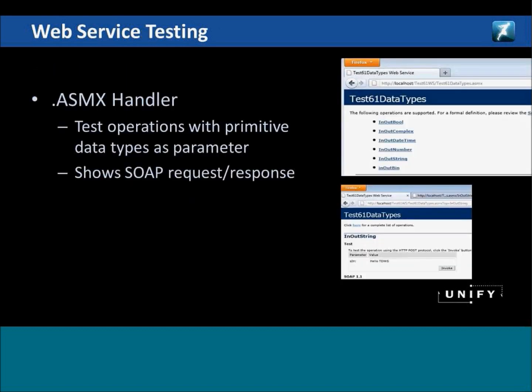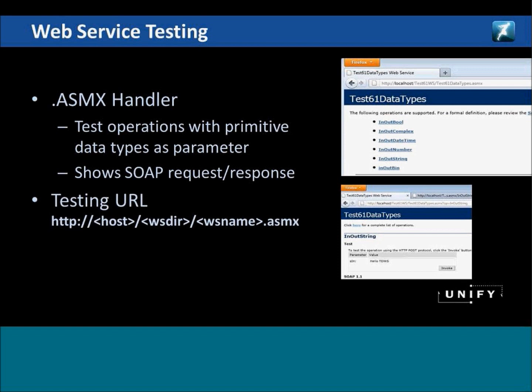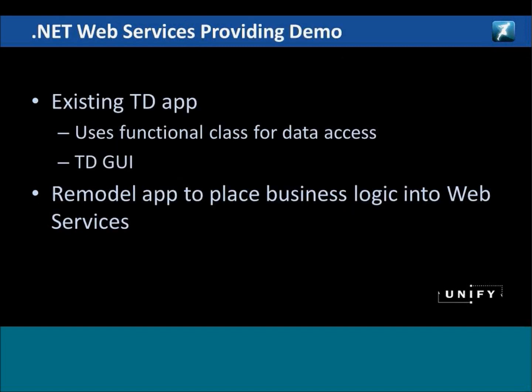So web service testing. If you open the URL of the ASMX file of your web service, you get a list of the operations this web service supports, and then you can click on each of these operations and see if browser testing is enabled in those operations. So the testing URL is host, the subdirectory of the web service, and then webservicename.asmx. And I will show you that right now, actually.